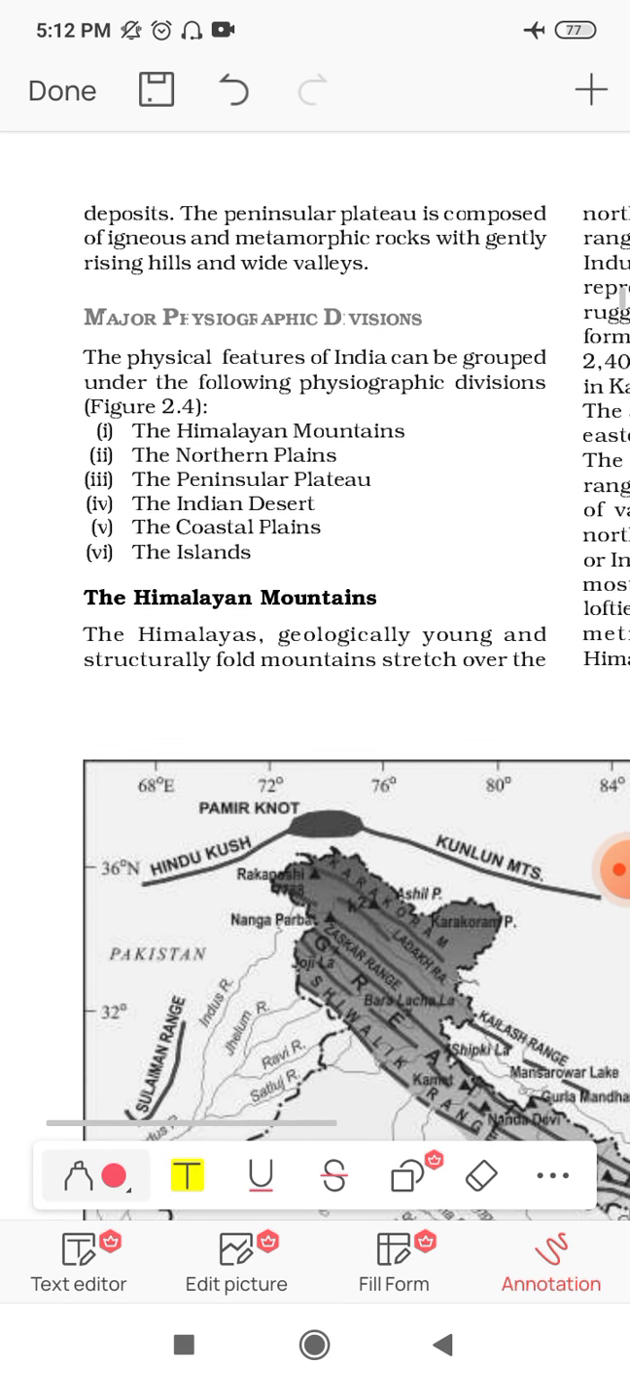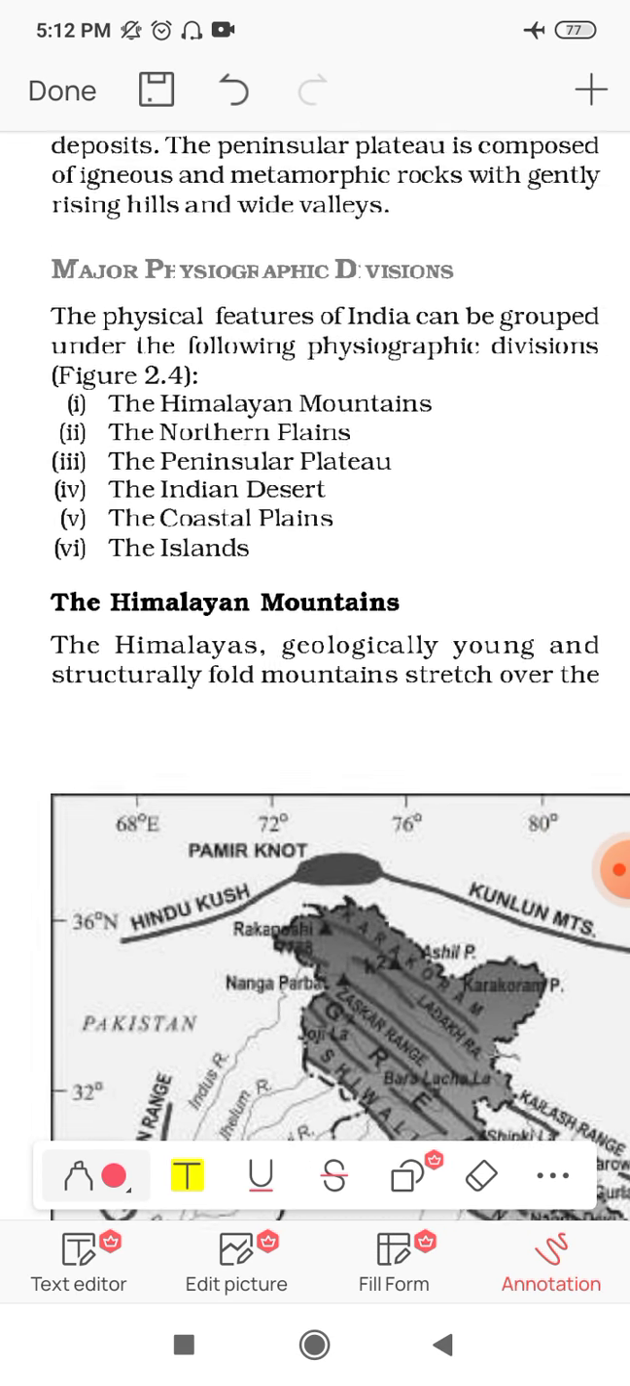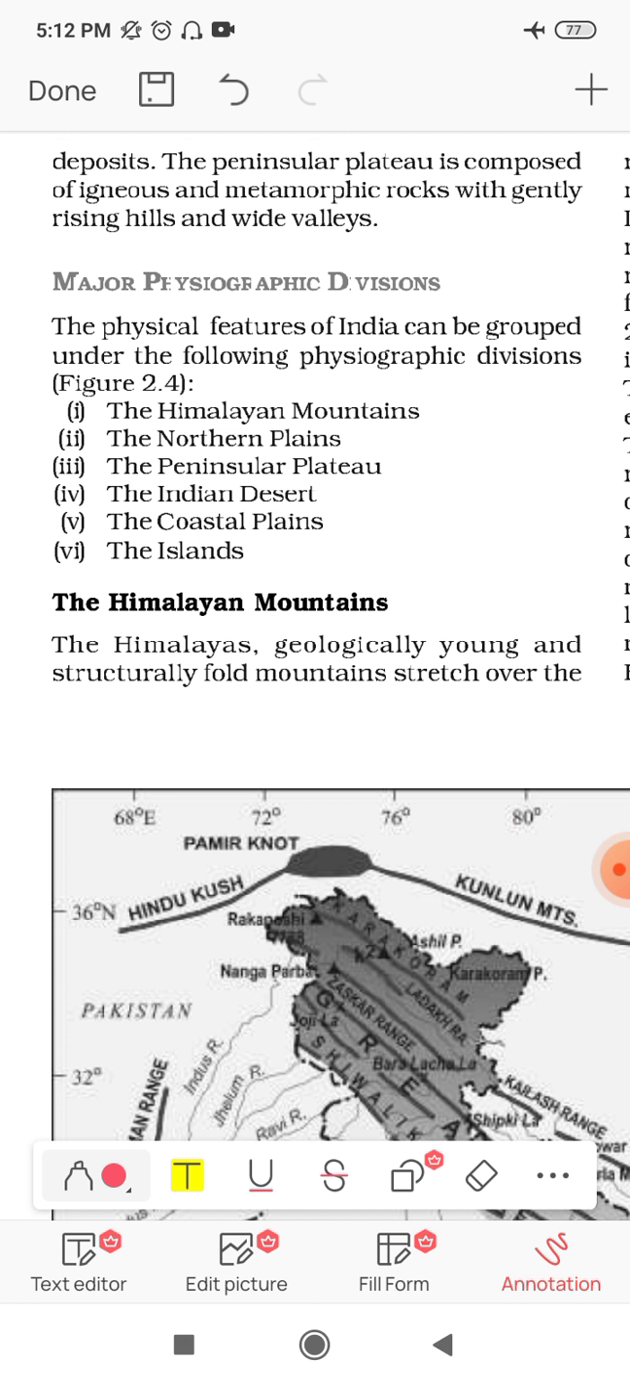As you can see, the Himalayan mountains are geologically young and structurally folded mountains. Age-wise they are very young, and their structure is fold mountain. It's an example of fold mountain.